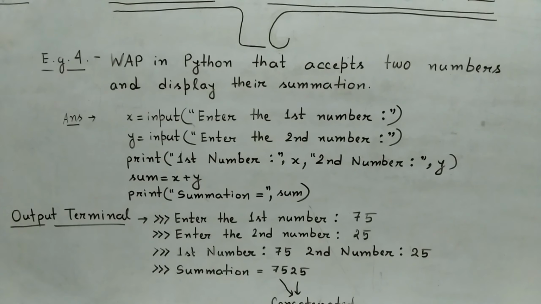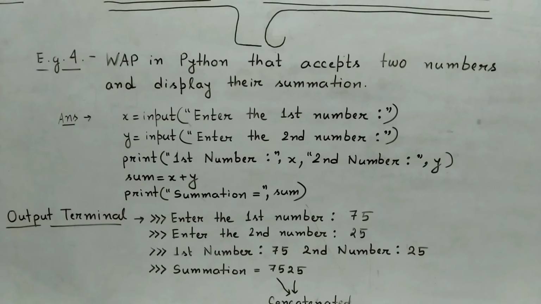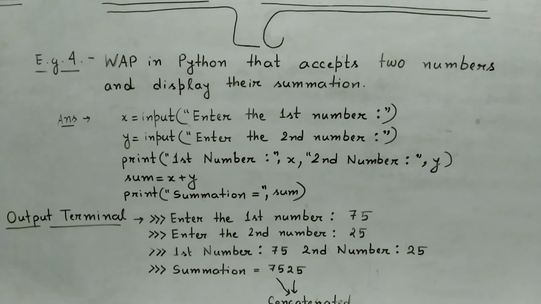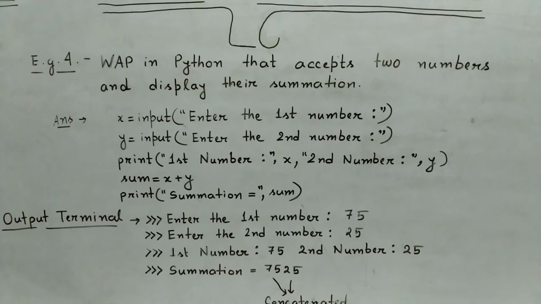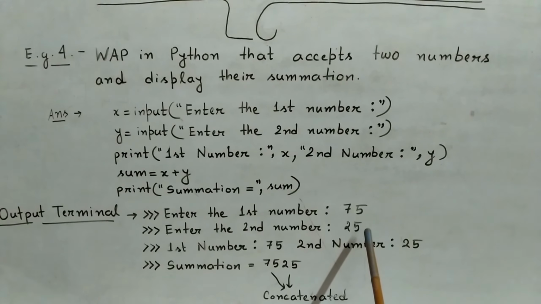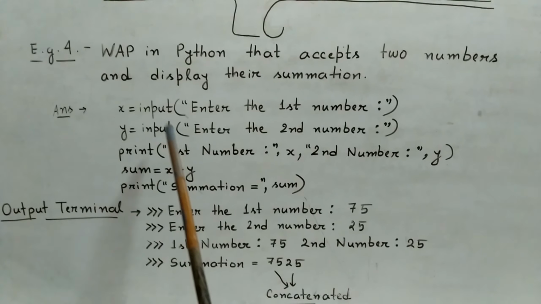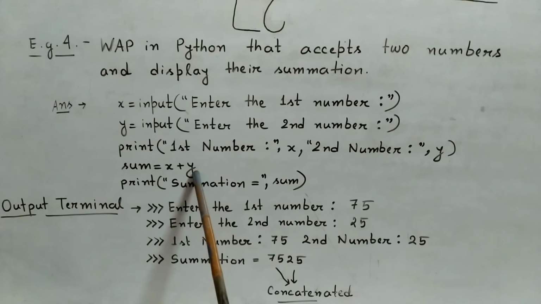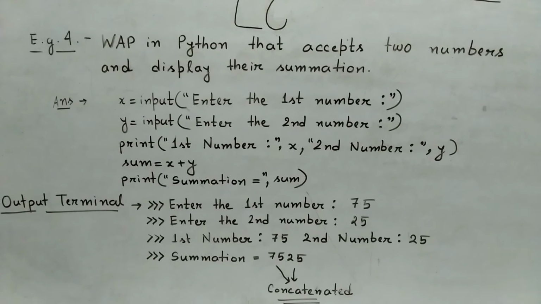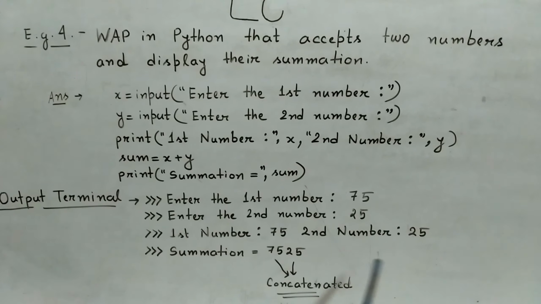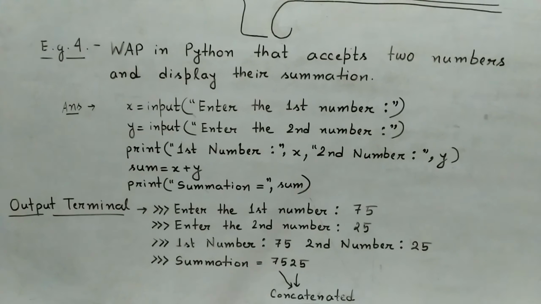Well, you have to recapitulate the third characteristic of the function input. The function input always accepts all the input values in the form of strings. Hence 75 and 25 have been accepted by the function input as strings. Now this very plus operator with two string operands on both sides would act as a concatenation operator. Hence 75 and 25 have been concatenated and 7525 is being displayed as a result.